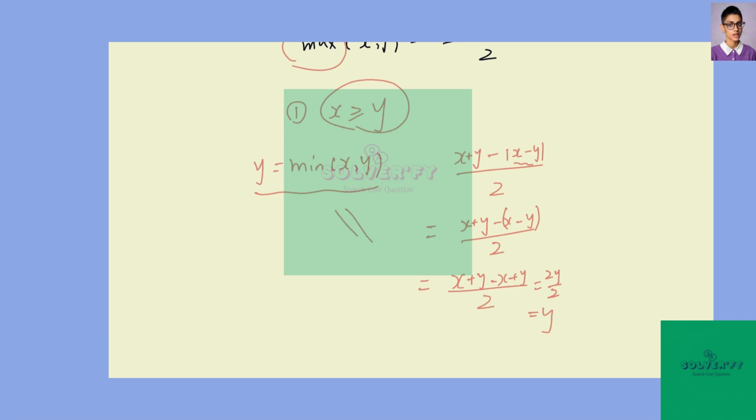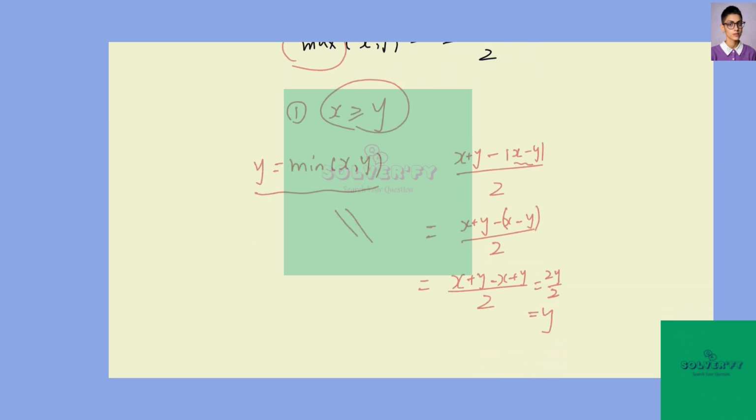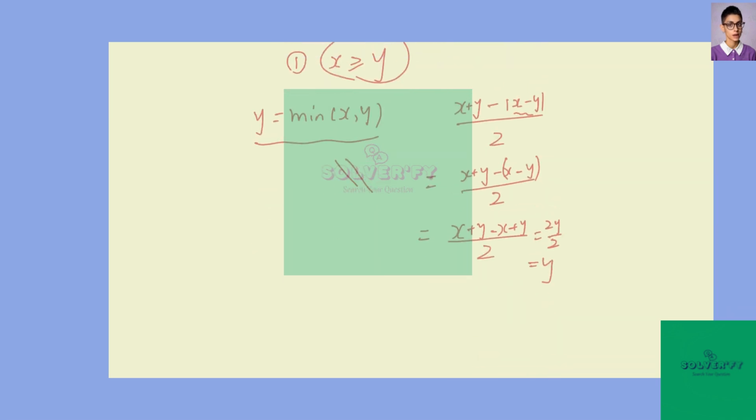So we can see if x is greater than y, then the left side of our equation will be equal to y. So is the right side. So if x is greater than y, then we know this is true.